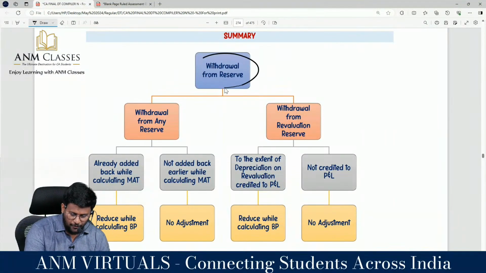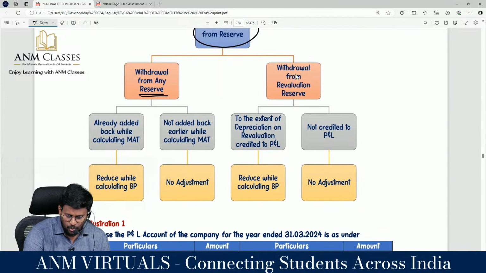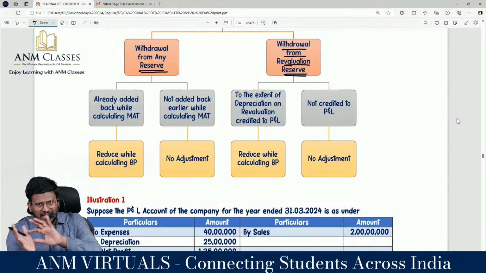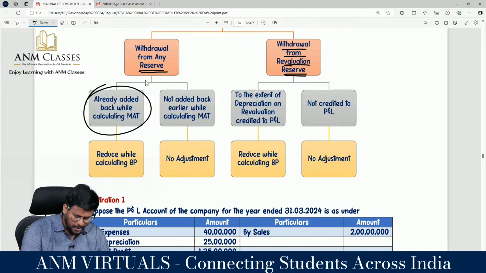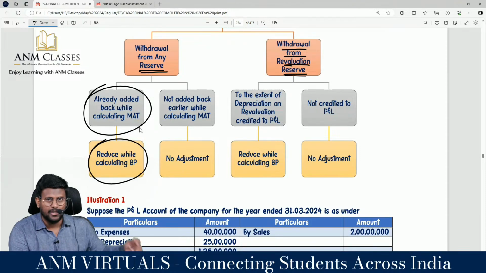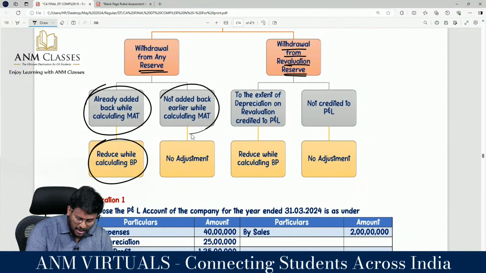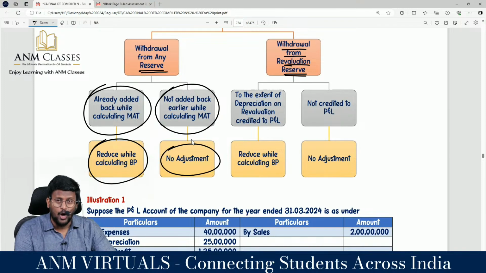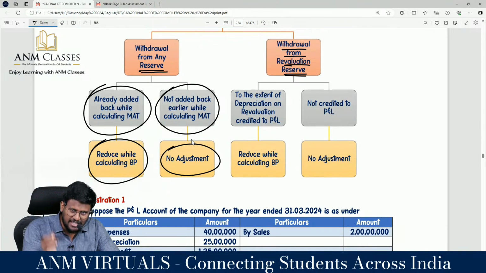Withdrawal from reserve can be classified into two categories: withdrawal from any other reserve, or withdrawal from revaluation reserve. If it is withdrawal from other than revaluation reserve, check only one condition: whether you added it back while calculating MAT earlier. If yes, reduce it while calculating book profit in the current year. If not added back earlier while calculating MAT, no adjustment, because it has not suffered tax earlier. Let it suffer tax now.